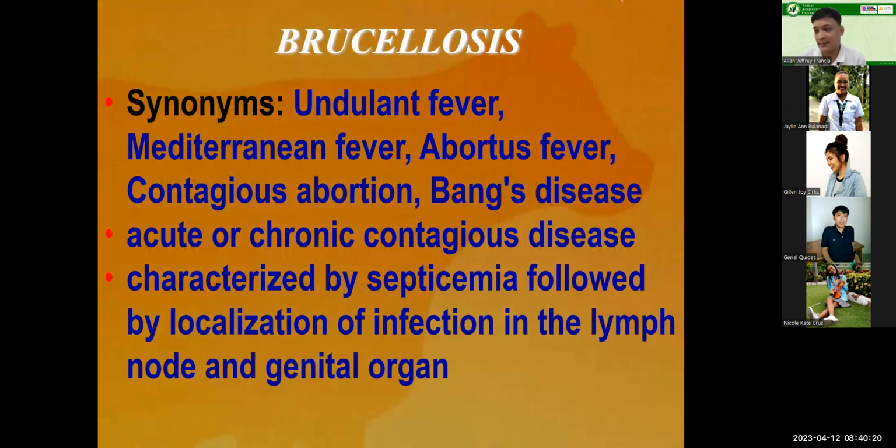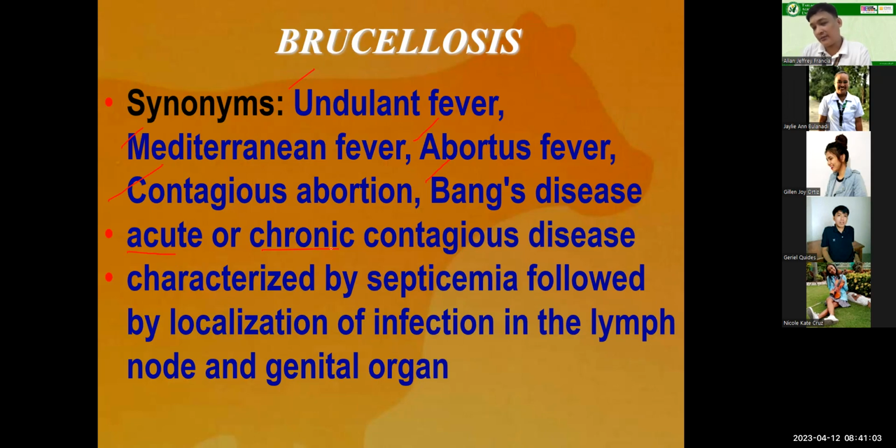Okay, so let's go with, isa-isahin na natin yung mga common na sakit. So we have the brucellosis, and these are the synonyms for this. We have the undulant fever, Mediterranean fever, abortus fever, contagious abortion, and we have Bang's disease. Bang's disease. So name yan ng Dutch veterinarian na nakadiscover ng sakit na ito. Okay? So it could be acute, mabilisan, or we have the chronic disease.